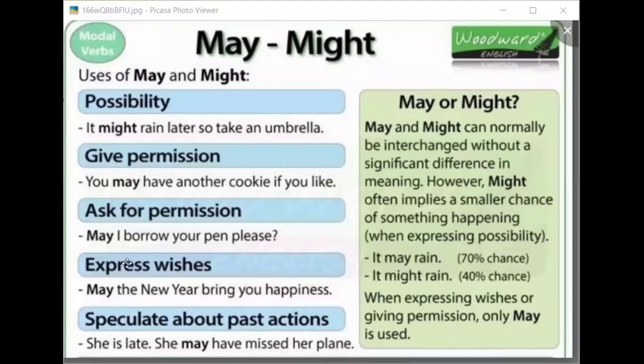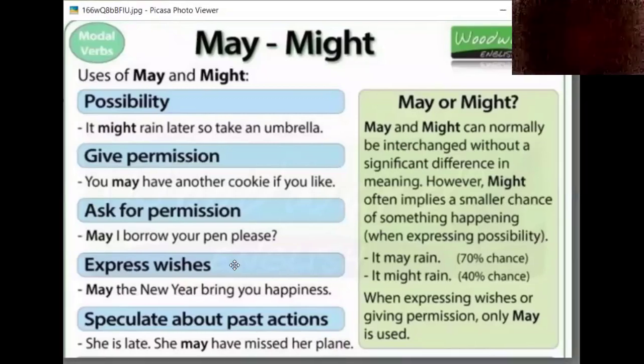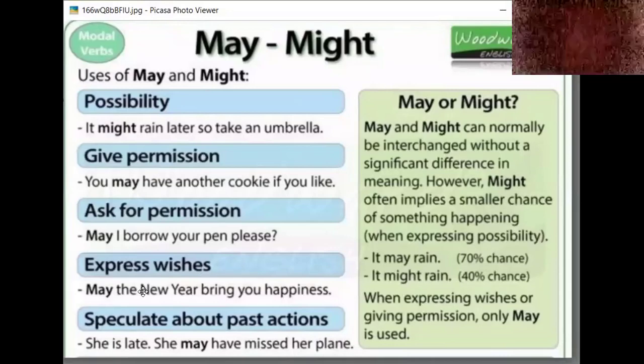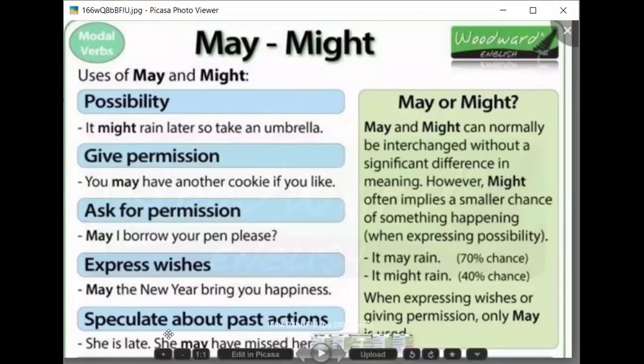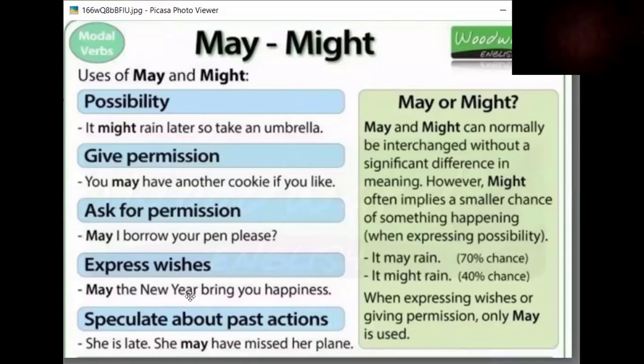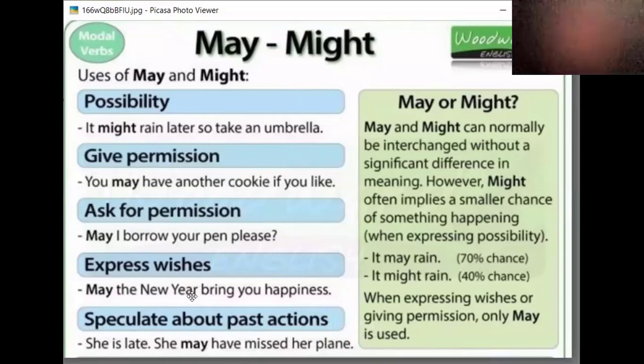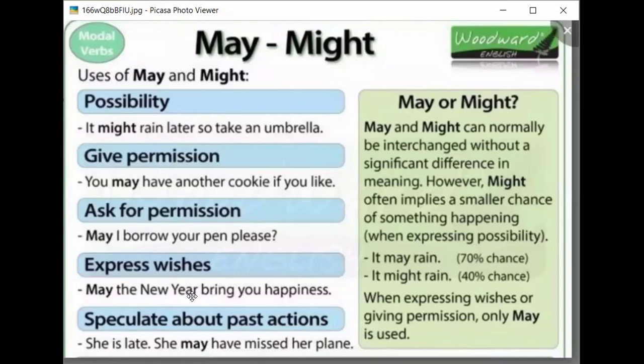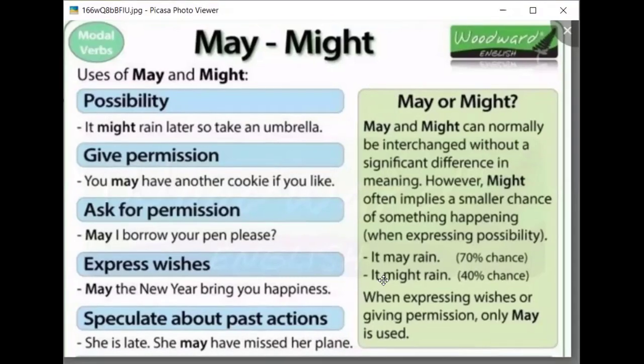Okay, another situation we have here is expressing wishes. So in wishes we also use may. May the new year bring you happiness. We are wishing someone, so we would use may here. Now speculate meaning consider something, about any action in the past. So she is late, she may have missed her plane, meaning we are considering this, we are thinking about the reason that this might have happened. Okay, so this is very easy, you already know this.